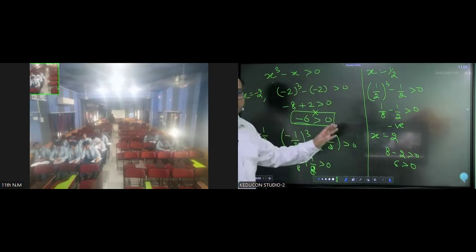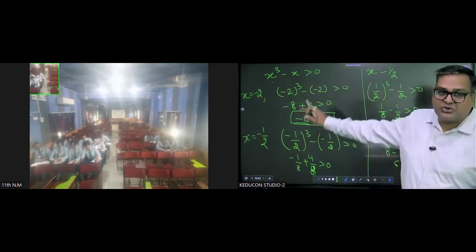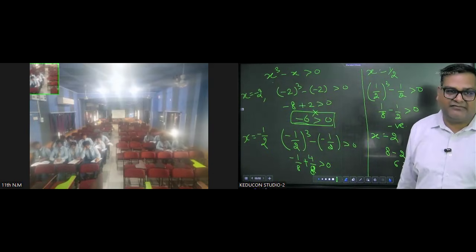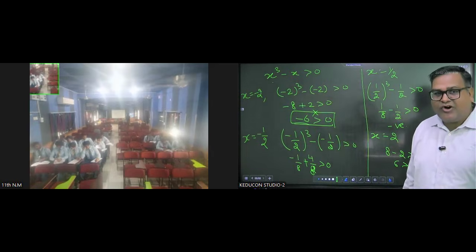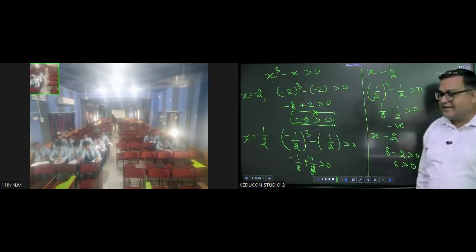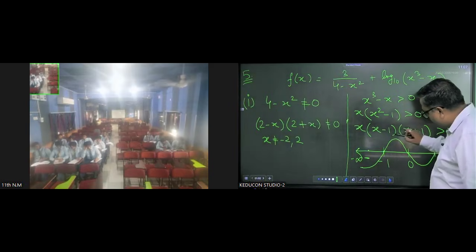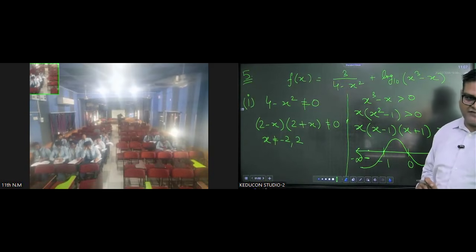Any doubt till this point, bachcho? Please tell me any doubt. Have you understood how to check in which interval the function will be positive or negative? In that interval, children, take a point and keep putting it in the function. Then you will get either positive or negative. As you get positive, draw the graph upward, and when negative comes, draw it downward.